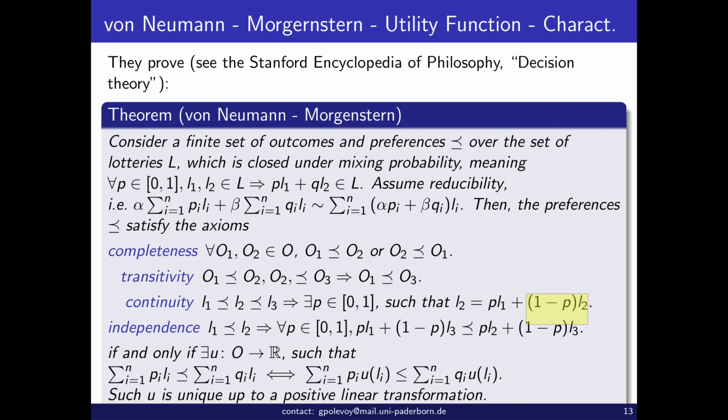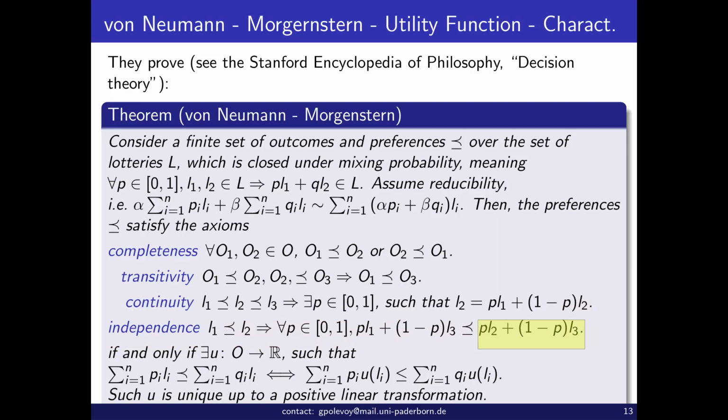And independence, which is exactly what I said, that one of those paradoxes of Beiersberg shows to be wrong. And we know that we are not really independent. But let us first formulate what it is. If L2 is preferred to L1, then for any P between 0 and 1, combining any L3 with L1 and combining it with the same weights, L3 with L2, will not change it.